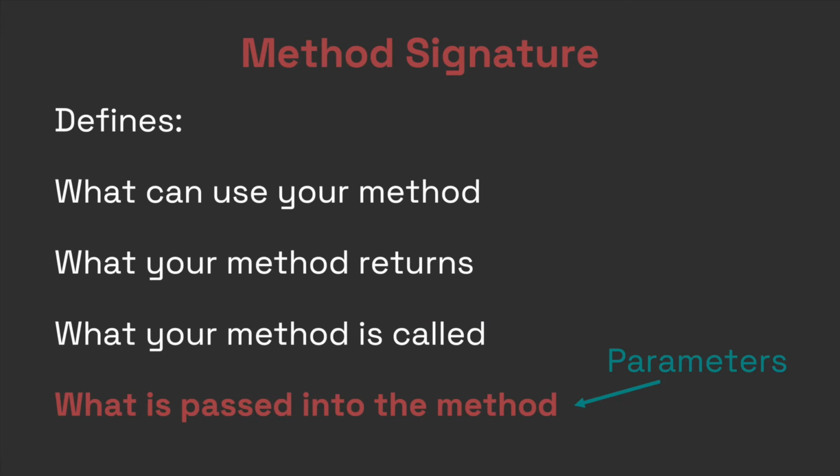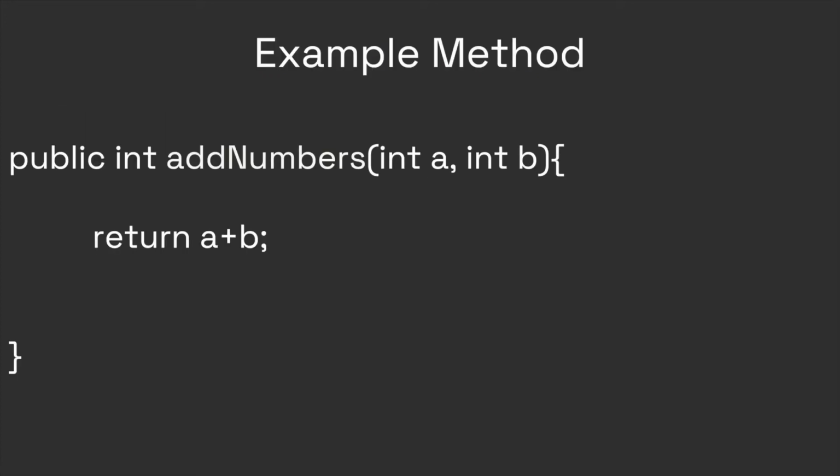Finally, the method signature defines what is passed into your method. Essentially, it is what the input is. You can input any type of variable into a method so it can be used. You can also choose to not have any input in the method if it is not needed. Let's take this example method. This method takes in two integer values, a and b, and returns the sum of those two numbers. Take a look at the code and see if you can piece it apart.